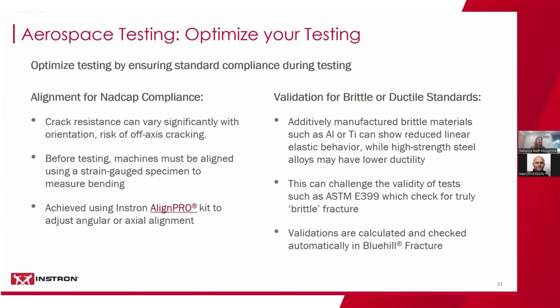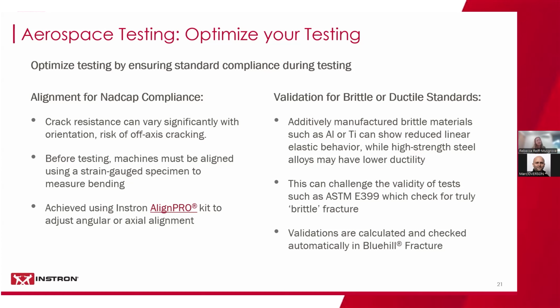First is alignment. So that's something that's often quoted that is needed for NADCAP compliance, although many individual ASTM standards also have requirements on the alignment as well. The reason it's so important with additive manufacturing is that crack resistance varies very significantly with orientation. So if you are off axis, you have a very high risk of off axis cracking, as it's much more sensitive to alignment in your fracture testing.